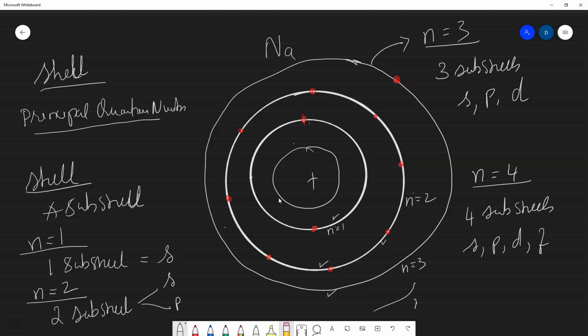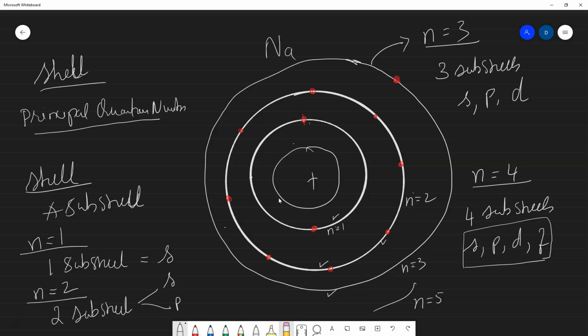Now for n equal to 5, you still have the same 4 subshells. So there is no fifth subshell. These 4 subshells are enough to describe the entire periodic table. So keep this in mind.